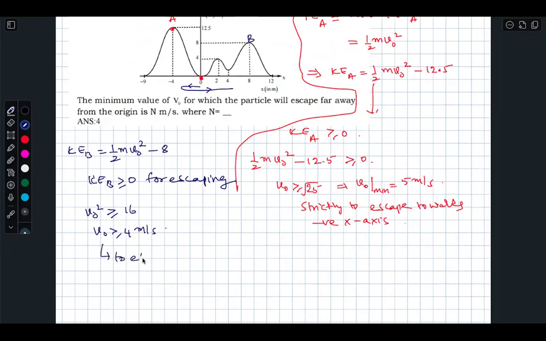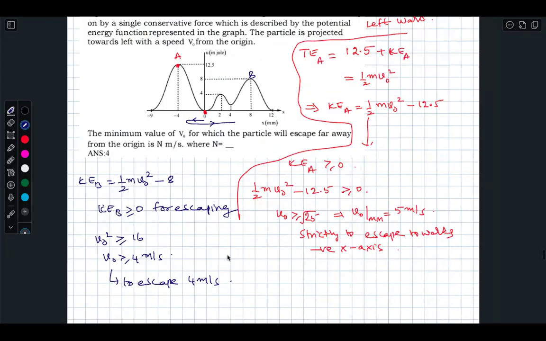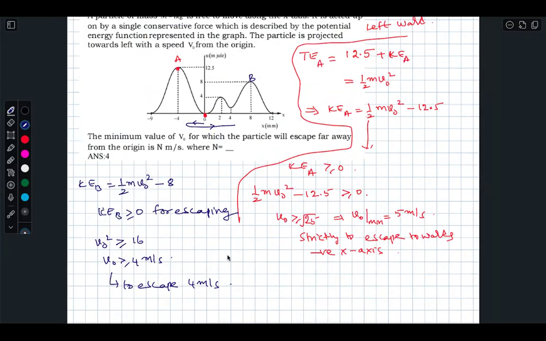To escape, 4 meter per second is required. Don't get confused here. Right? So if it is strictly to the negative x direction, you require a different speed. You are not particular about left or right, 4 meter per second is just sufficient. Okay? Clear? Right.